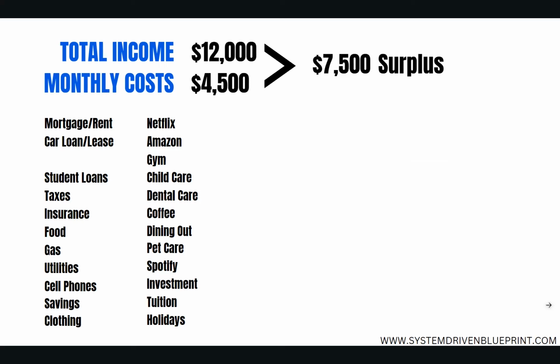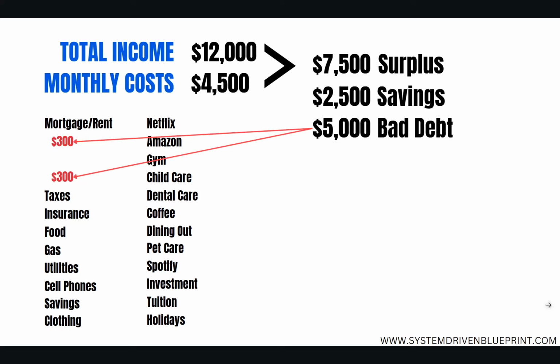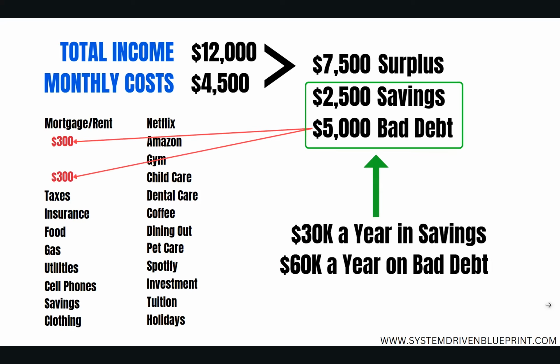This is creating a monthly surplus of $7,500. In this example, you can now put $2,500 a month every single month into your savings. You can then focus $5,000 a month on bad debt. You're now attacking the student loans. You're attacking the car loan. In this scenario, that's $30,000 a year you're putting into savings and $60,000 a year you're putting onto bad debt.